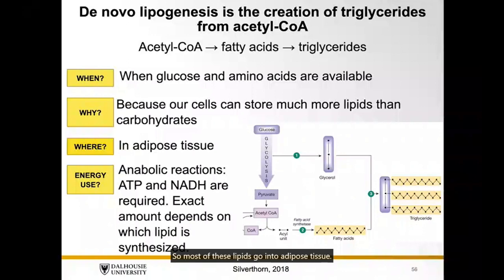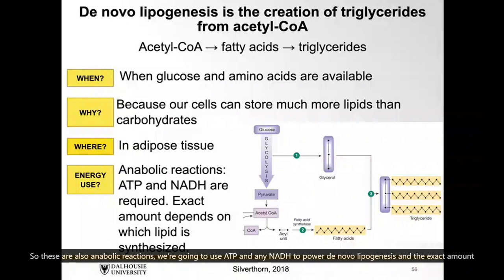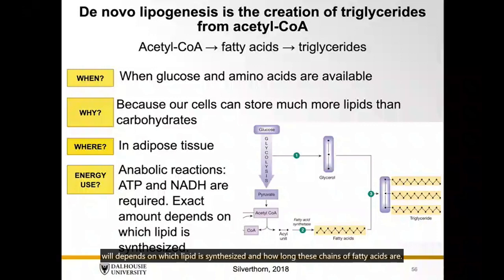So most of these lipids go into adipose tissue. So that's your fat tissue, right? That's the kind of fat tissue that nobody likes. But from a metabolic perspective, it makes a lot of sense. So these are also anabolic reactions. We're going to use ATP and NADH to power de novo lipogenesis, and the exact amounts will depend on which lipid is synthesized and how long these chains of fatty acids are.